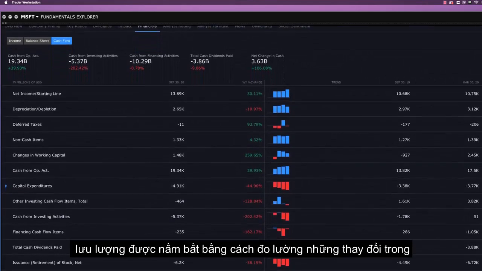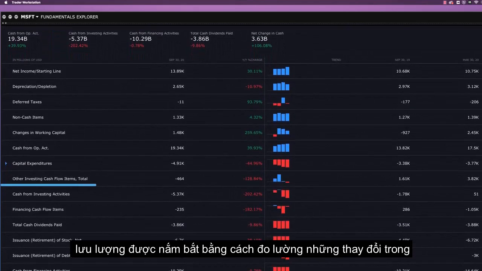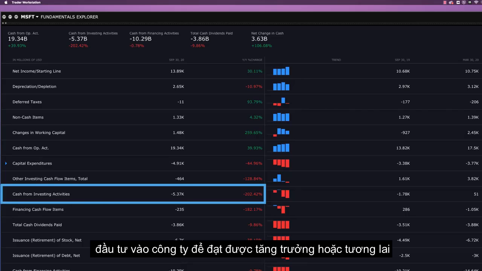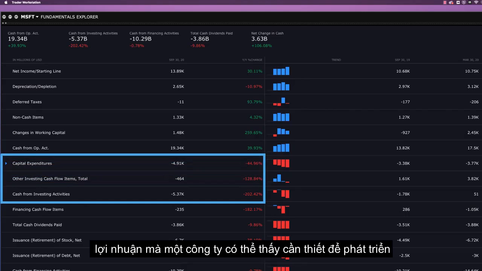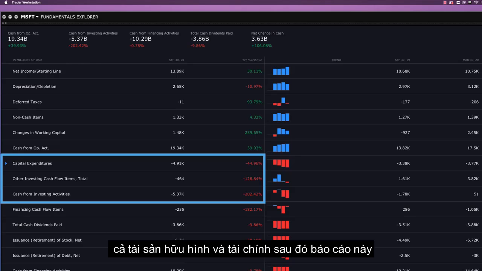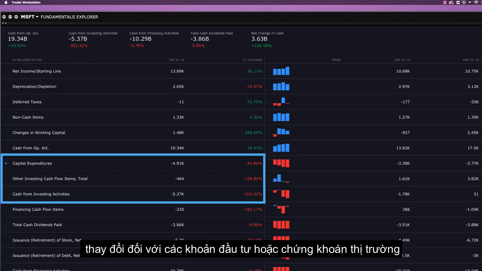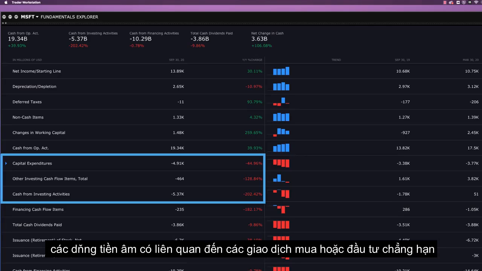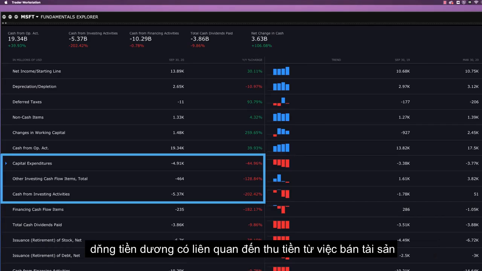The investing cash flow is captured by measuring changes in a company's investment in the firm. In order to achieve growth or future profits, a firm may find it necessary to grow both tangible and financial assets. This statement then captures purchases of plant or property and changes to investments or marketable securities. Negative cash flows are associated with purchases or investments, for example. Positive cash flows are associated with cash receipts from the sale of assets.